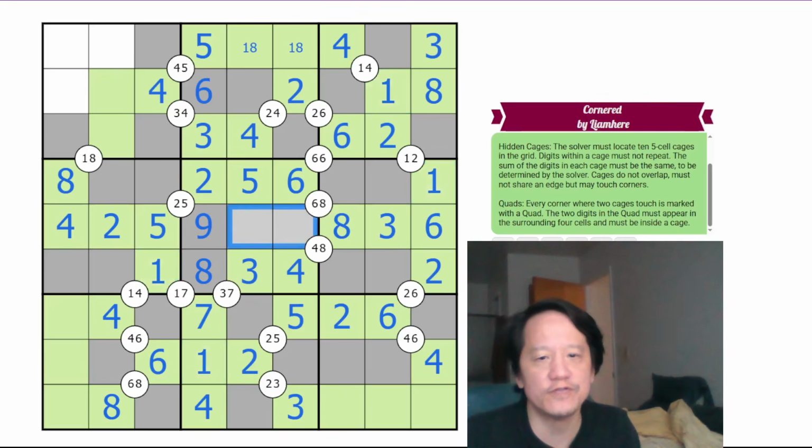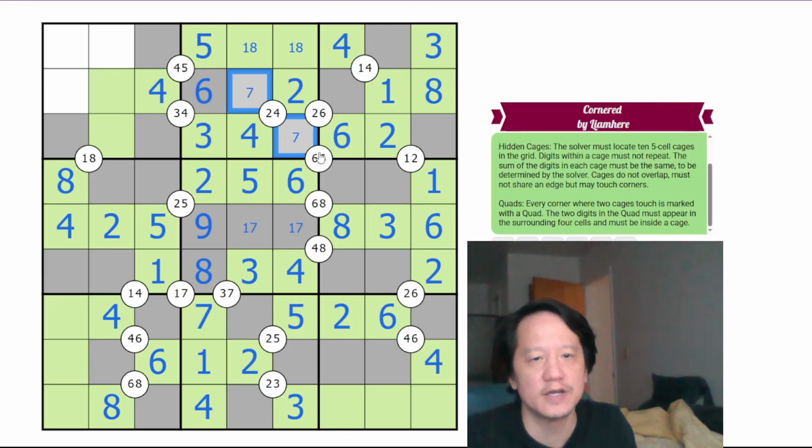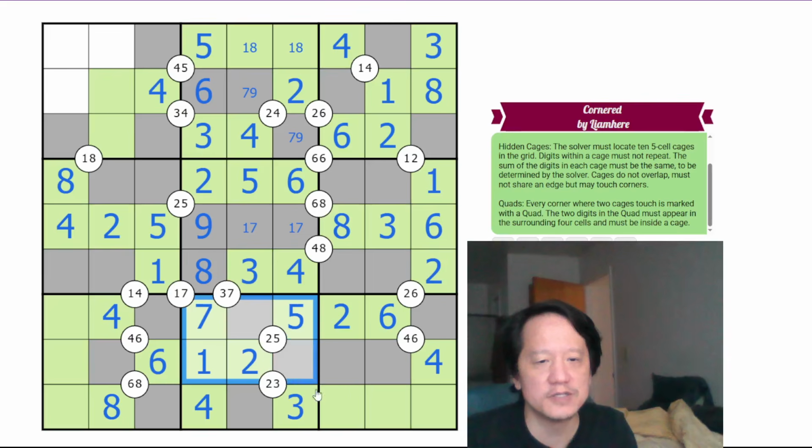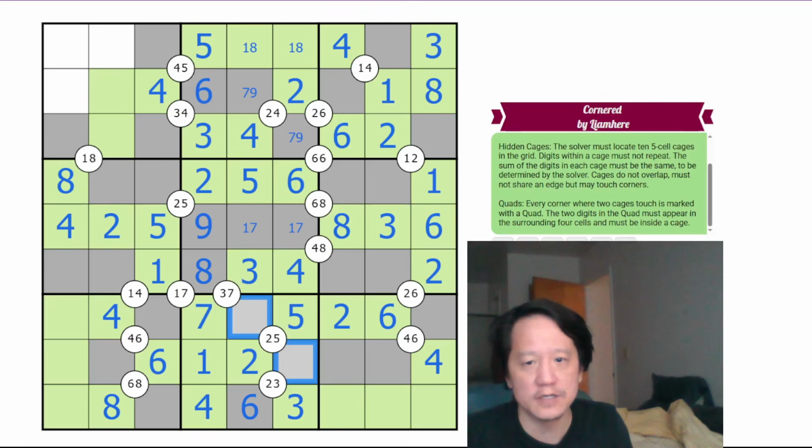Remaining digits in row 5 are a 1, 7 pair. Remaining digits in this upper central box are 7, 9 pair. We have to have 6 somewhere in this lower central box. This can't be 6 because of 6's in the rows, so 6 has to be there. Remaining digits then are a 9 in this lower central box.